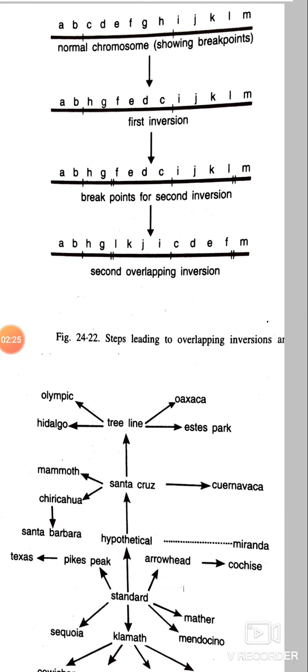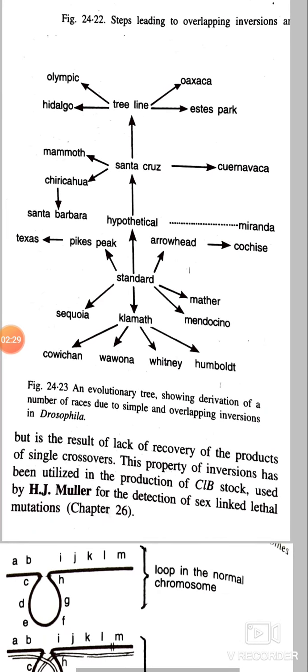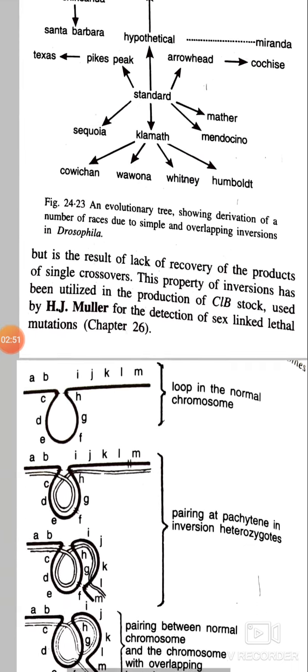And the third one is steps leading to overlapping inversions. The result of lack of recovery of the products of single crossover. This property of inversion has been utilized in the production of CLB stock used by H. J. Muller for the detection of sex-linked lethal mutations.